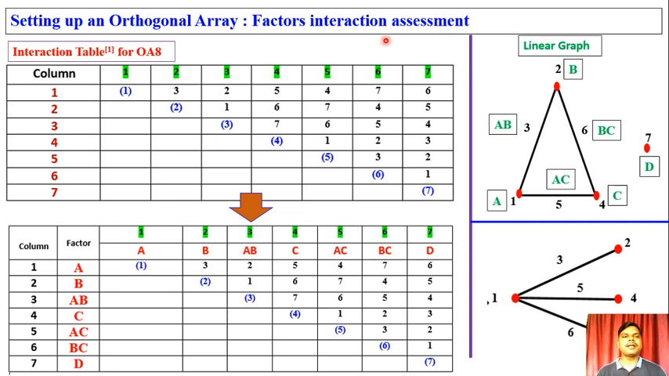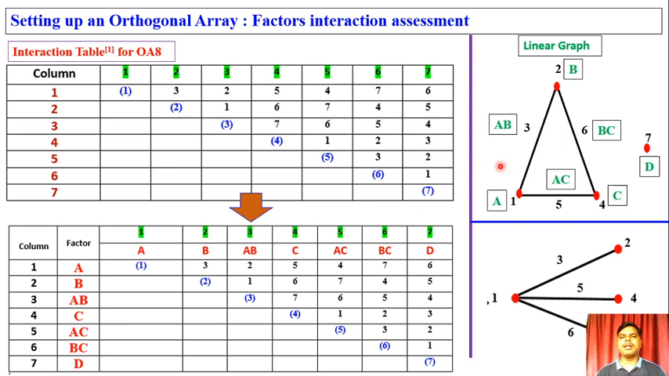If there is an interaction between factor 1 and 2, we have two techniques to find the interaction. Okay, so firstly we'll discuss the linear graph. This linear graph will be constructed with points. Say this point represents column number 1, this point represents column number 2, this point represents column number 4, and this point represents column number 6. So what is there in between?